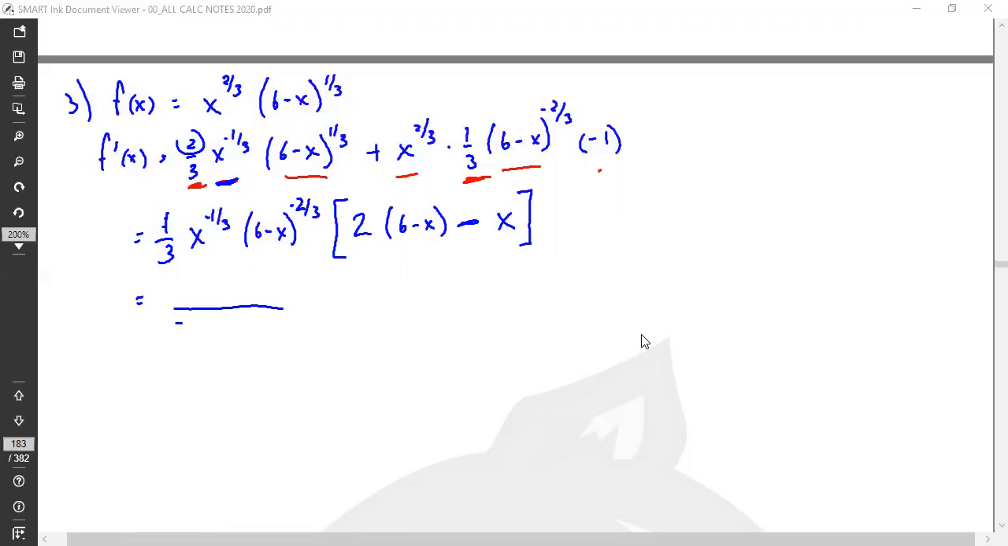Let's go ahead and simplify this. Downstairs we have 3 times x to the 1/3 times (6 minus x) to the 2/3. I'm just going to leave it as an exponent here for now. And then what do we have left upstairs? We have 2 times (6 minus x), which is 12 minus 2x. Nope, minus 2x minus x is minus 3x.